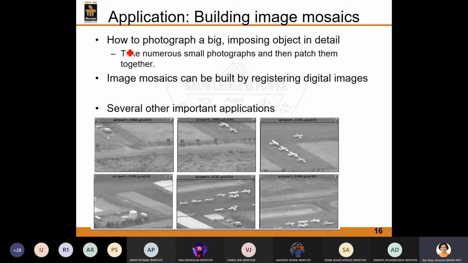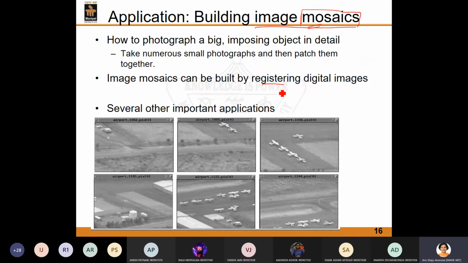Okay. So here, this is an example which shows image mosaicing, or building image mosaics. Mosaics means nothing but, it's as if you're taking multiple images and stitching them together to form a bigger image. So that is what you call a mosaic. Now, in trying to create an image mosaic, it is very important to register the images. So all these registration techniques would help a lot, or can be applied for image mosaicing.